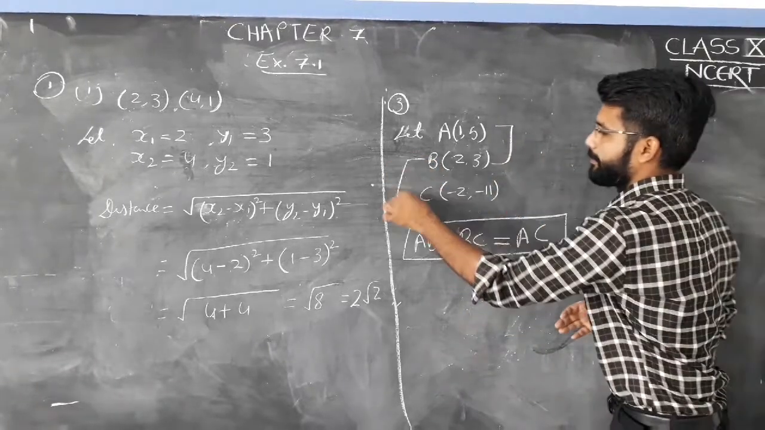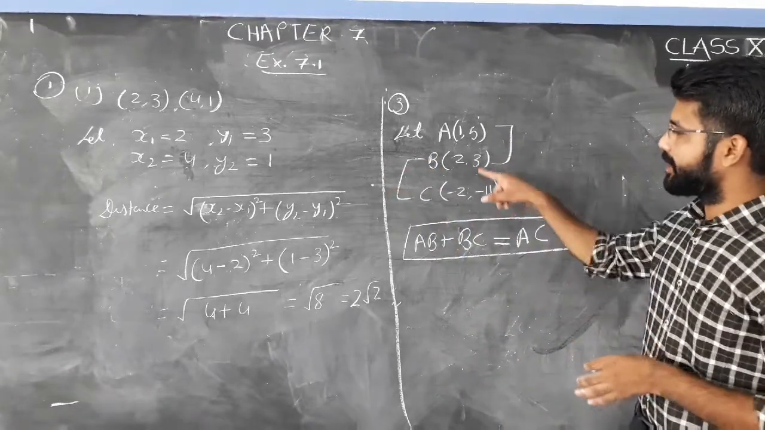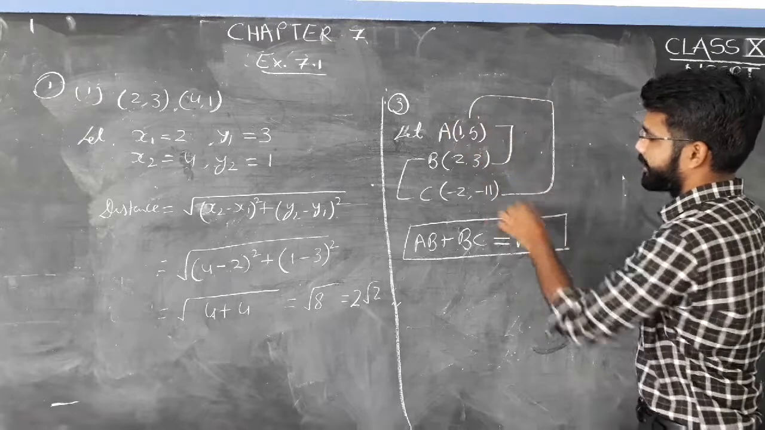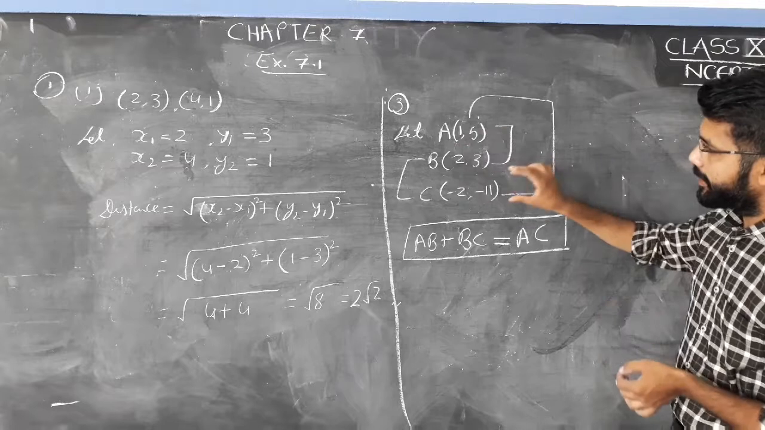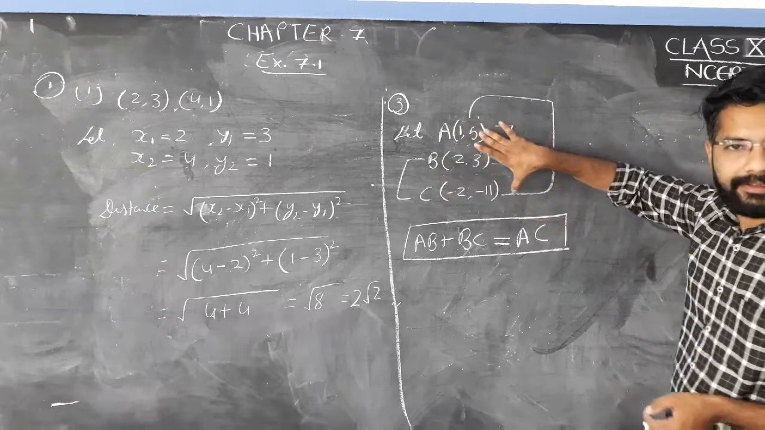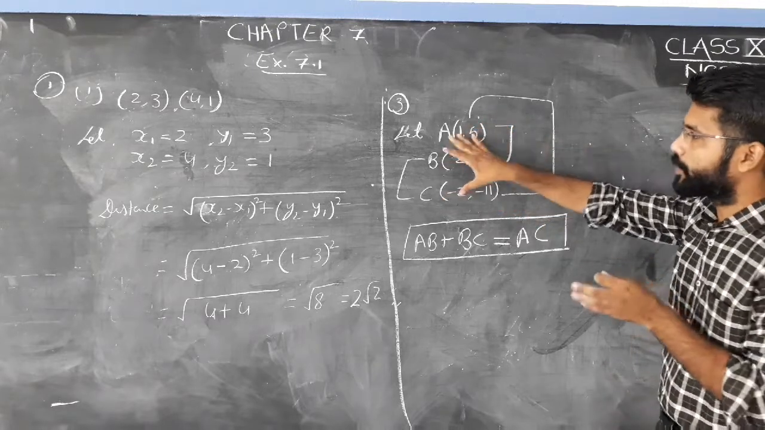We will find the distance between B and C. Finally, we will find the distance between A and C. Okay, so we will get three answers: AB, then BC and AC. In case of AB, what do you have to take?